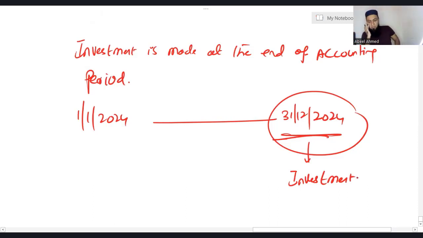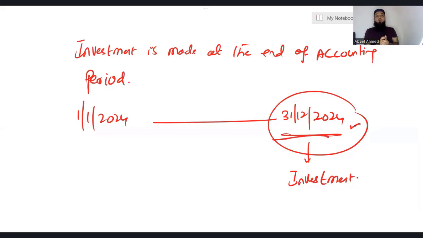Now listen and listen carefully. Since you are making an investment at the end of accounting period, the income statement is actually already prepared. From the date of investment till the preparation of income statement, there is no need to wait, because the P&L is already prepared. All you need is just to calculate the capital allowance and claim it in the income statement.